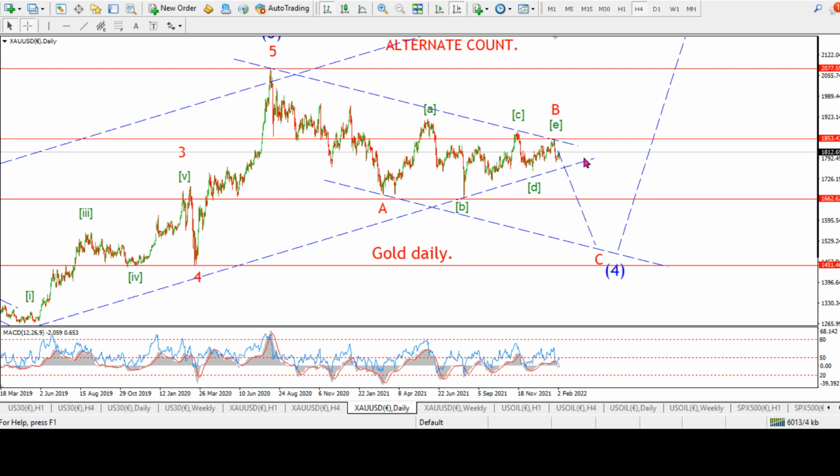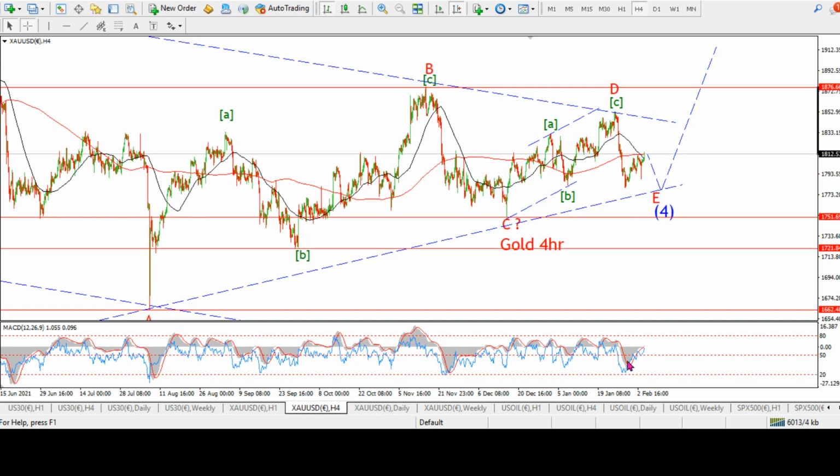Okay, so next week I do want to see a completion of the triangle wave 4, and I want to see the initial moves higher into wave 5.